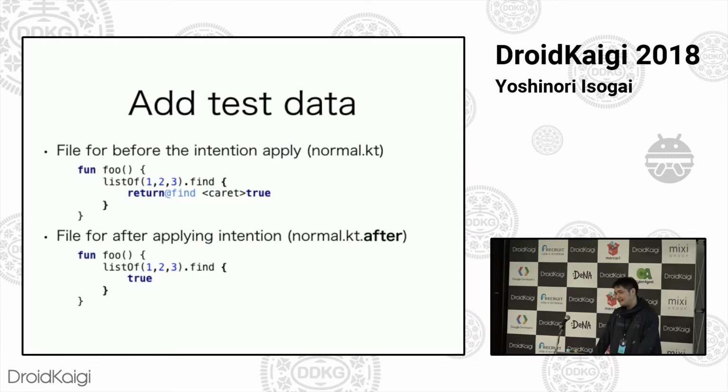Adding test data means you will provide one or two files in each test case. The first one is the .kt file. This will test whether the intention will be triggered or not. The second one is the .after file. The file name must correspond with the .kt file. The file content is the result after applying the intention action.